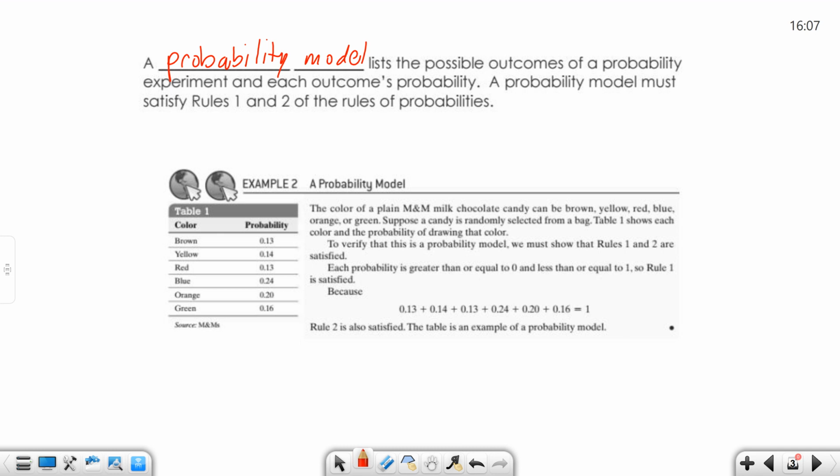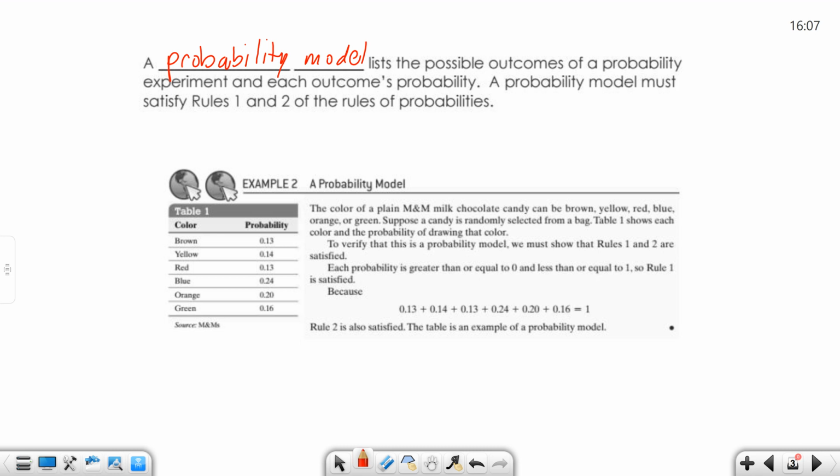A probability model must satisfy rules 1 and 2 that we just saw, right? Every probability is between 0 and 1, and the sum of the probabilities is 1. Exactly 1. Not close to 1, exactly 1. All right? So here, the color of plain M&Ms can be brown, yellow, red, blue, orange, or green.